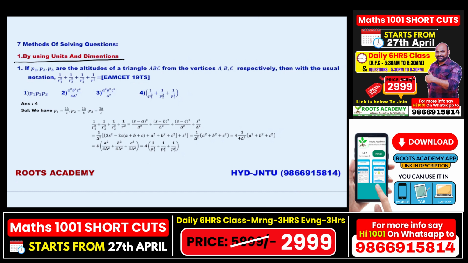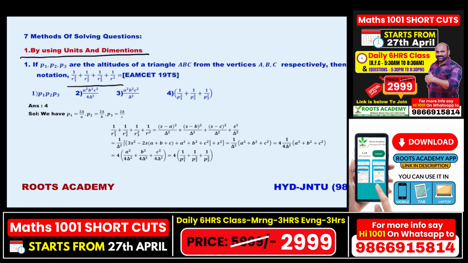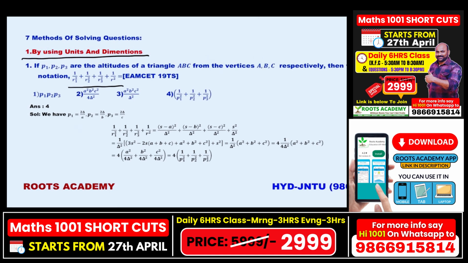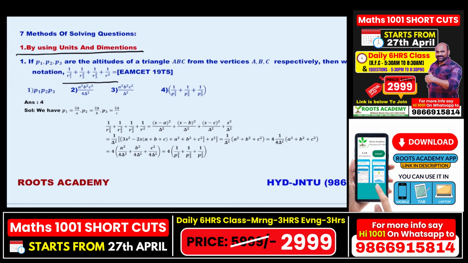If P1, P2, P3 are the altitudes of a triangle ABC from the vertices A, B, C respectively, then with the usual notation, they give something like 1 by P1 square plus 1 by P2 square plus 1 by P3 square, plus 1 by R square. They give some big question. This is a properties of triangles question. And sometimes we may not remember or recognize the formula, and such things will kill our confidence and kill our top ranking.